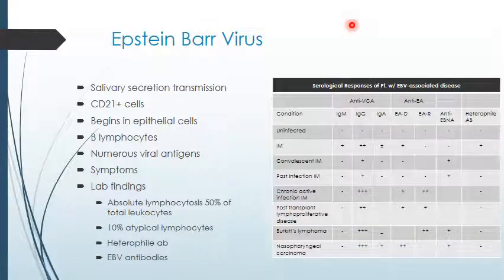So while this will begin in the epithelial cells, in particular in your salivary glands, it can move to B lymphocytes. And then the B lymphocytes can spread it throughout the entire RES. Okay. And then the virus can change. This can actually cause significant changes in the immune system.